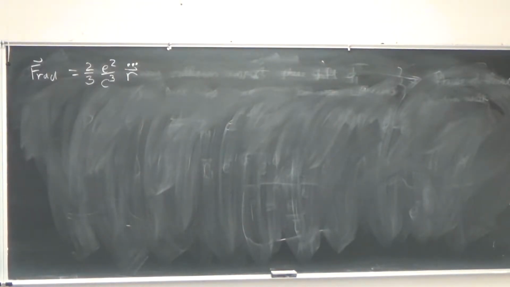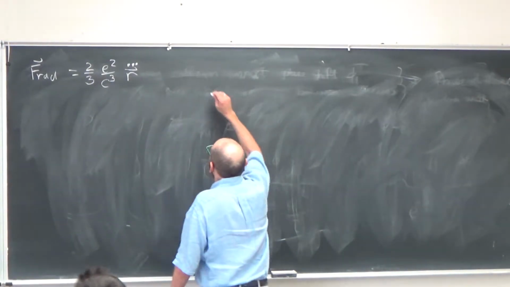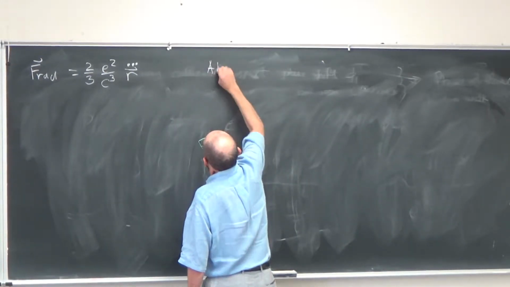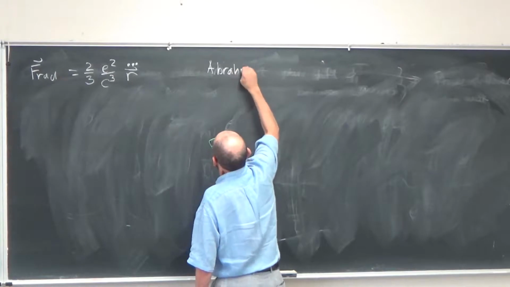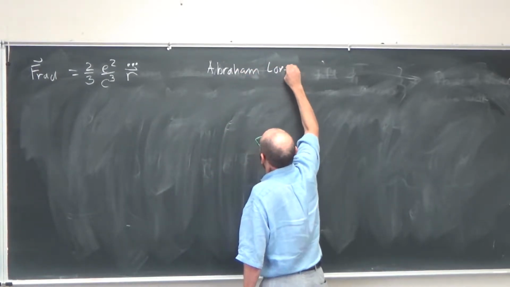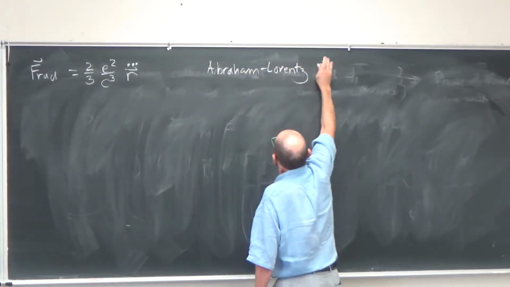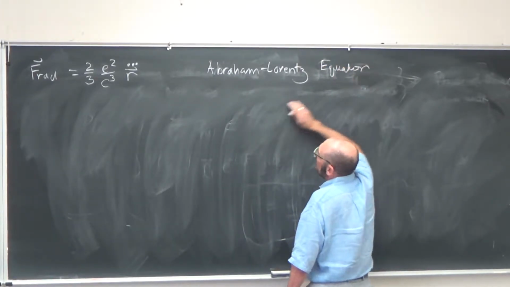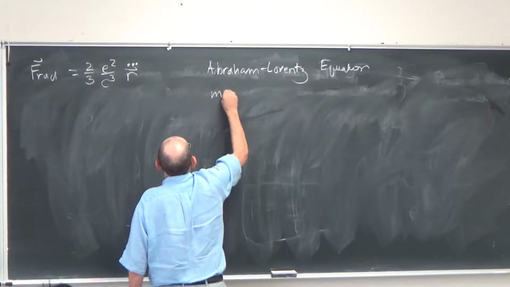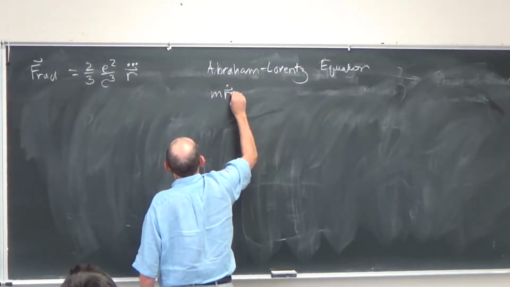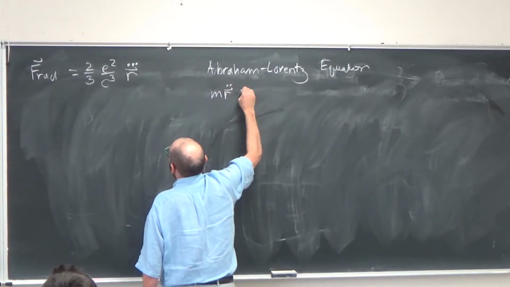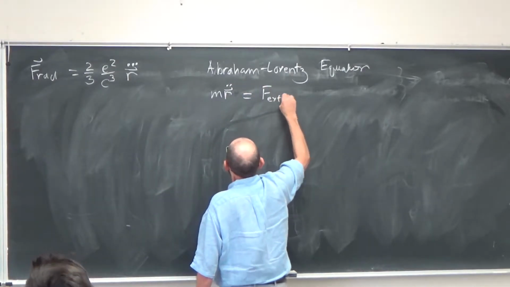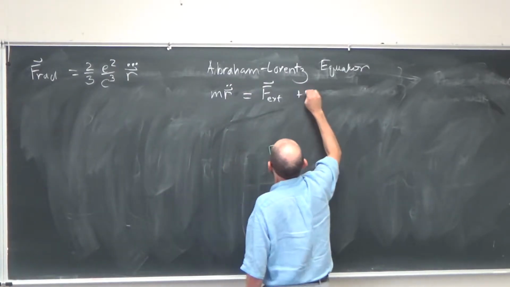So the so-called Abraham-Lorentz equation says that the motion of the electron in this particular case is given by the external force plus this radiative force.